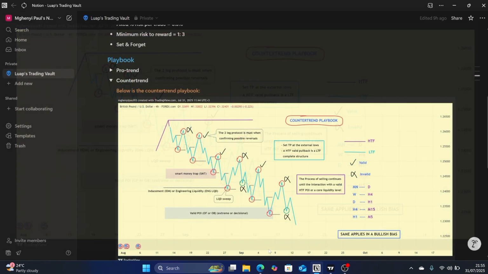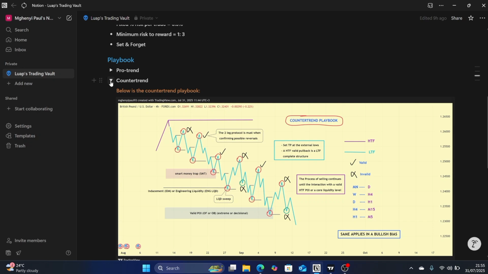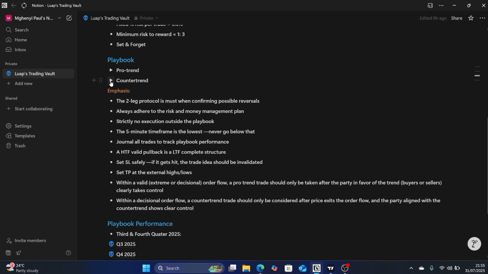So of course, this is the playbook. You should showcase everything: where you'll be entering, where you'll be exiting, how you'll be setting your TP, how you'll be validating your entry, and where you'll be getting your entry. All of that is the technical base, and that's the playbook.